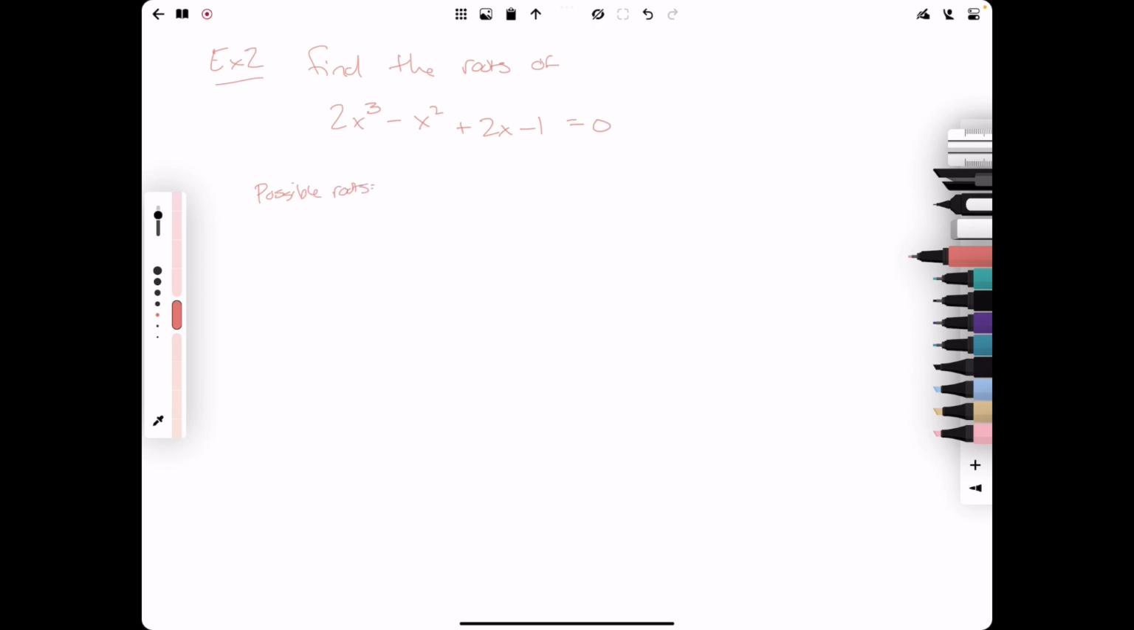Where you're doing factors of your constant over factors of your leading coefficient. The first one's pretty easy. It's just positive and negative 1, the factors of negative 1. Possible factors of 2 are positive and negative 1 and positive and negative 2. So these together would give you, if I look at this pair, I need to make them into fractions.